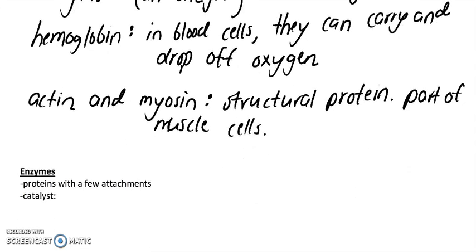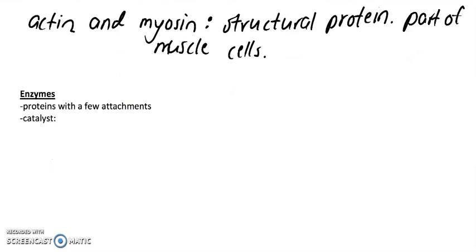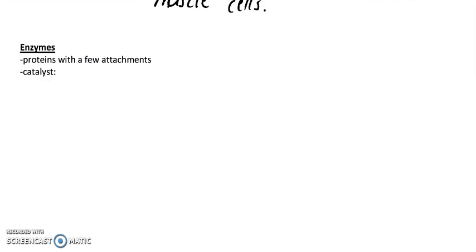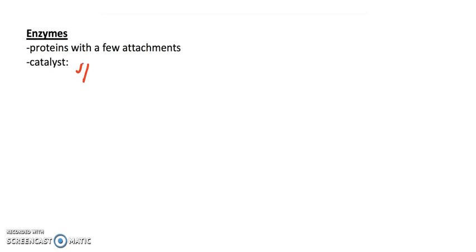Okay, so now on to enzymes. Again, enzymes are just proteins, but these have a few attachments to help them do whatever they're supposed to do. First new definition: enzymes are also catalysts, and all that means is they speed up reactions. But it's even more than that. They allow reactions to happen, because without enzymes you might not even have a reaction, even if you wait as long as hundreds of years.